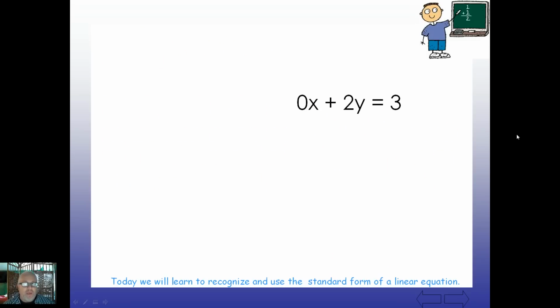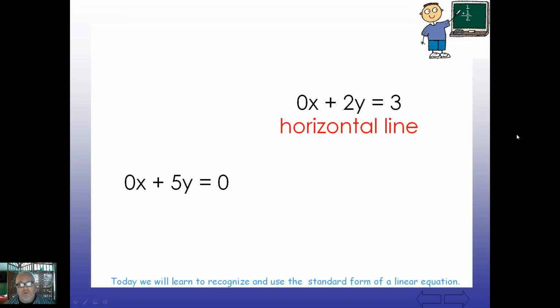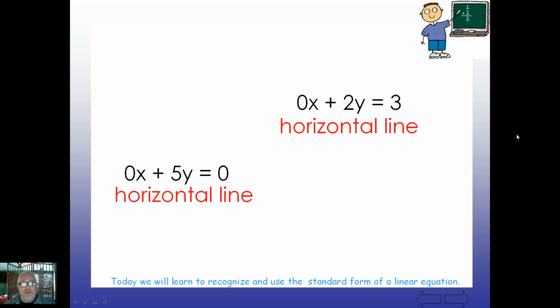What do you think? Here we've got a set equal to 0. What do we say about the coefficient of x being 0? That's going to give us a horizontal line. What about this one? Looks like we have some numbers that are different, but still, what's 0? A is 0, so we have a horizontal line here. What about this one? 2x plus 0y equals 4. Here we're going to get a vertical line.